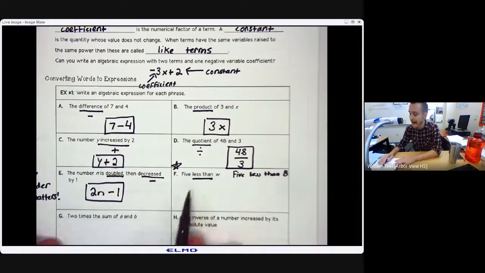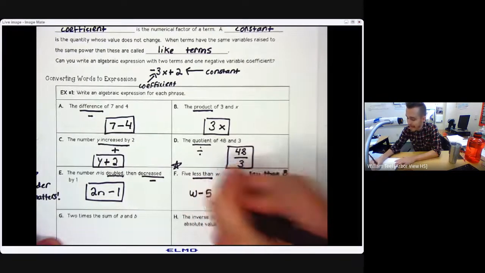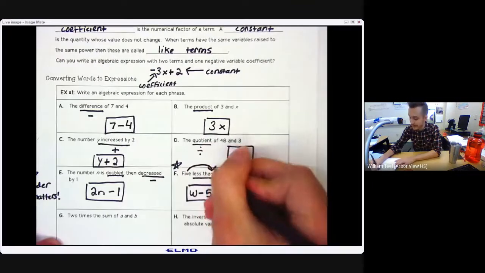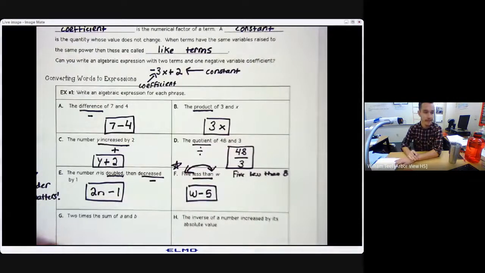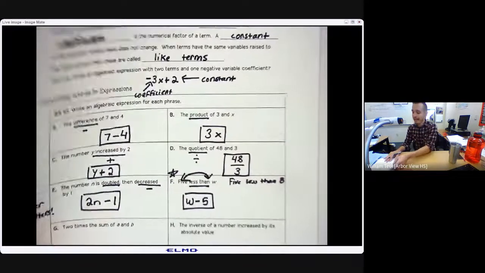So if we're looking at 5 less than W, that's going to be W minus 5. We are taking W and subtracting it by 5. So this one is going to be a little funky because we have to change the order. So just be careful there. All right, moving on to part G. We have 2 times the sum of A and B.